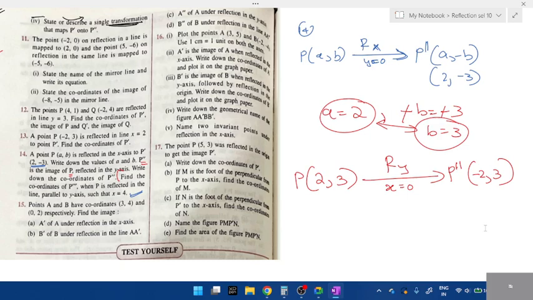Okay. See, it can be same or different. Try it, students. I'll explain. So once you have understood this, try P triple dash. Find the coordinates of P triple dash where P is reflected in line parallel to y axis.